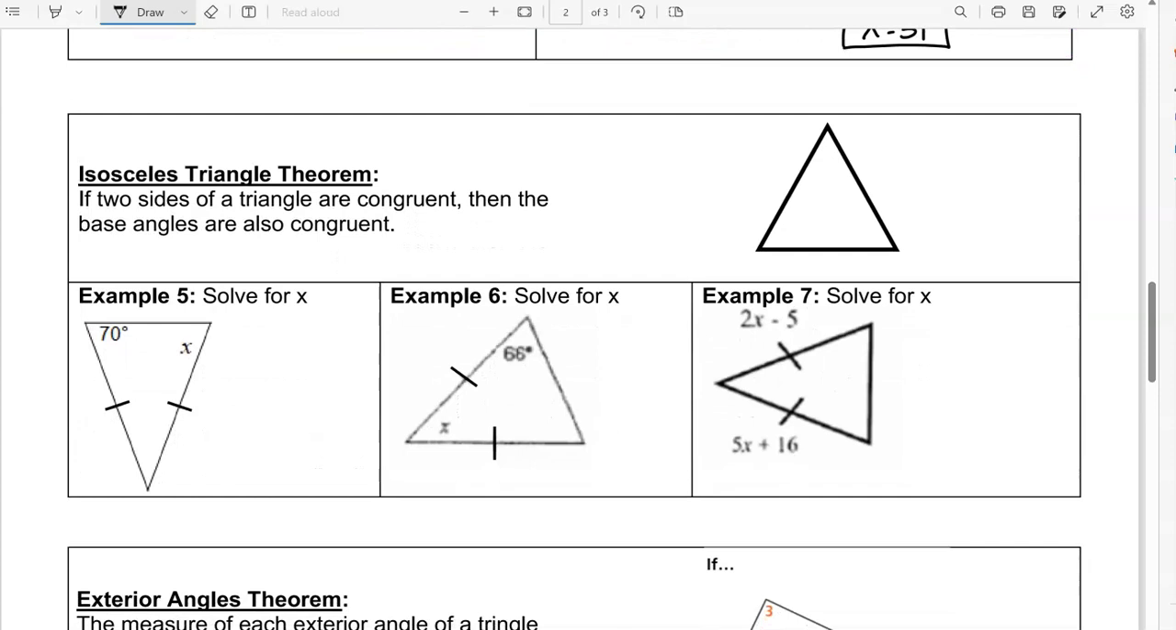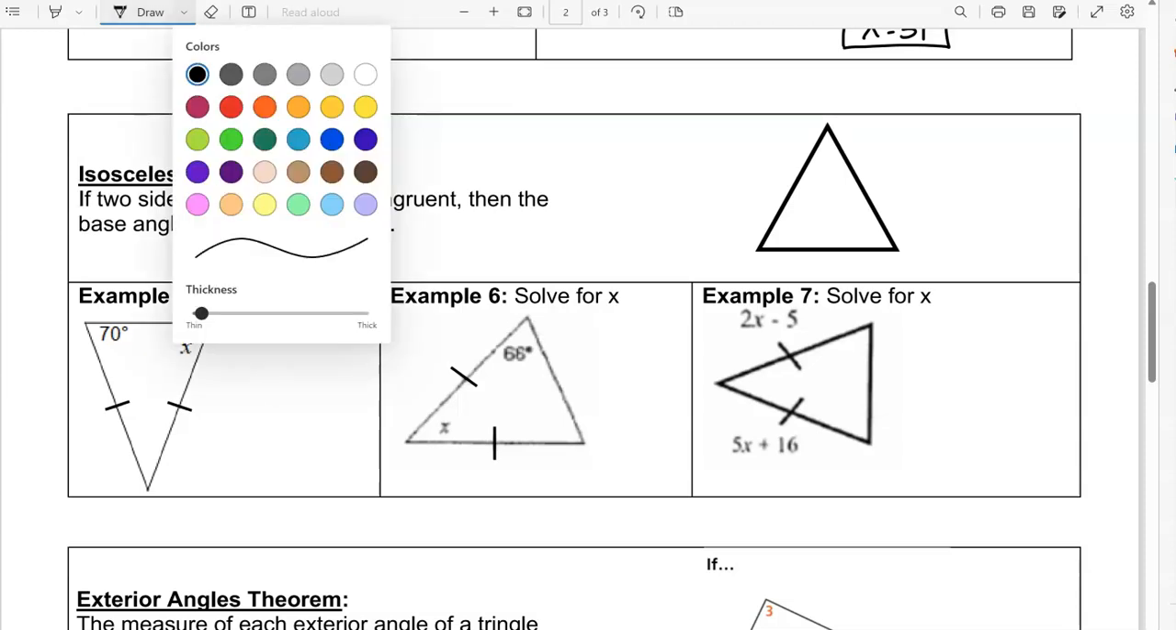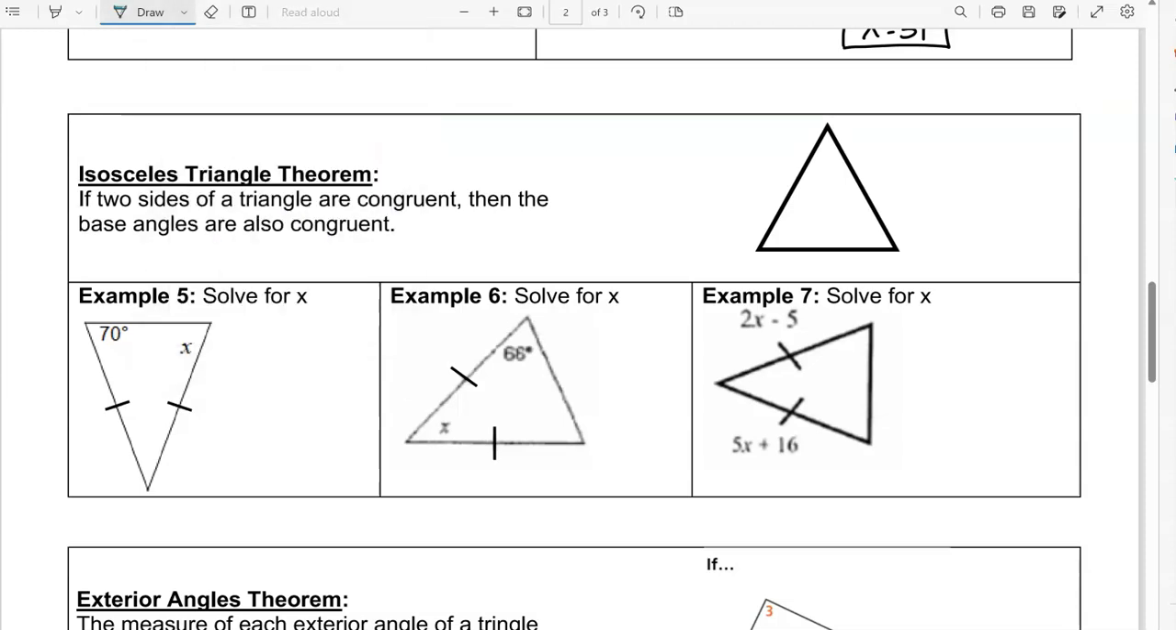Looking down at our second triangle theorem, it is the isosceles triangle theorem. This triangle theorem states that if 2 sides of a triangle are congruent, remember congruent means they are equal, they are the same. And how we show that sides of any polygon are the same is we use a little tick mark. So we could say this side and this side are congruent. Those tick marks are how you show that sides are congruent to each other.